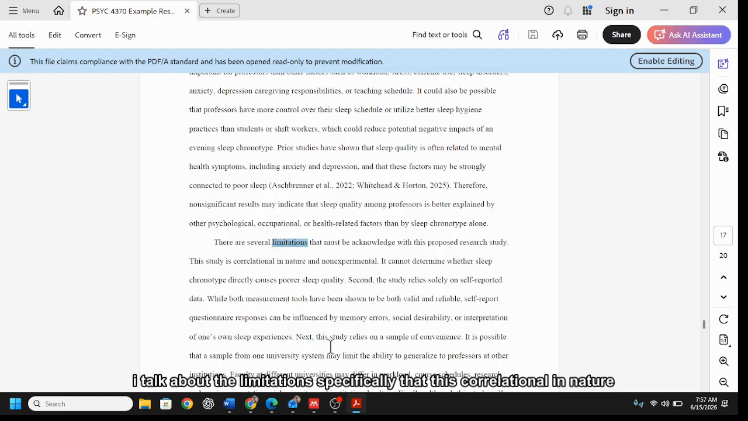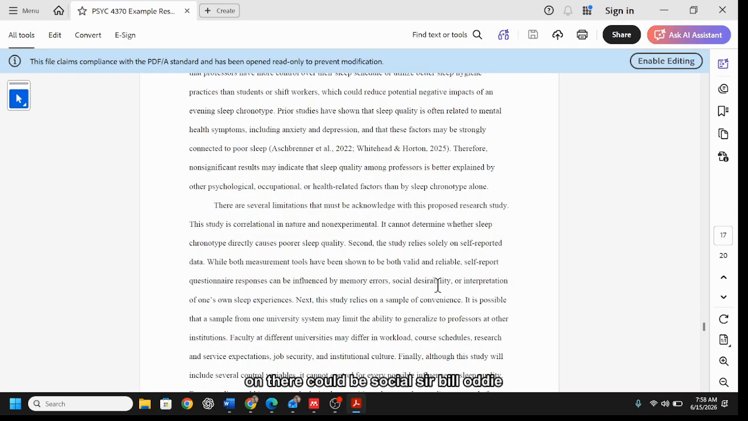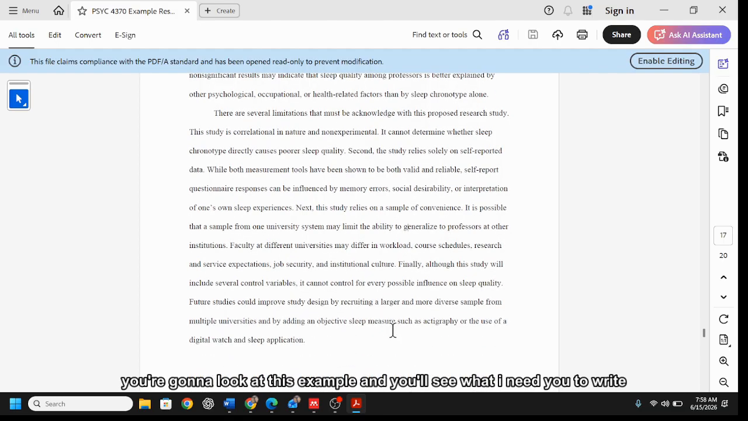I talk about the limitations, specifically that this is correlational in nature. It's non-experimental. I can't get at causality. I talk about how it relies on self-reported data, which is always questionable in some ways. There could be social desirability. You're going to look at this example and you'll see what I need you to write.